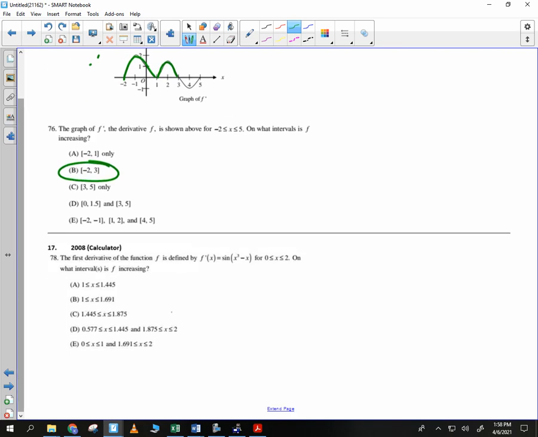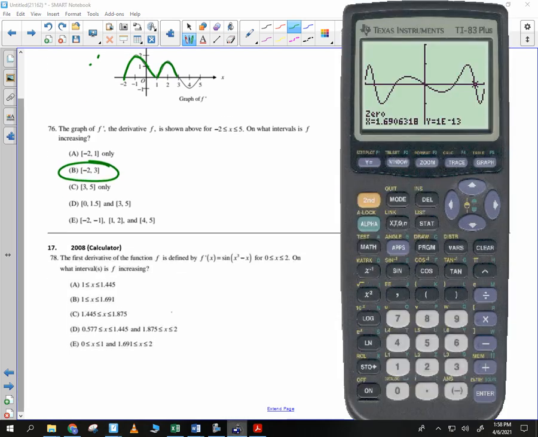Number 17. This is the first derivative. I've graphed the first derivative. The question is, where is it increasing? Well, wherever it's sitting above the x-axis, which is from 1 to 1.69. I used my calculator's second operation, calculate zero, to find that spot.